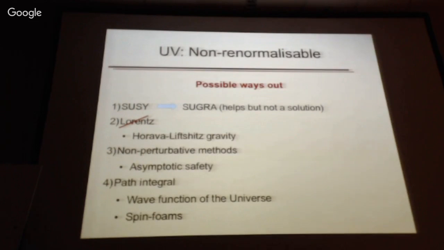The other thing you can do is to give up Lorentz invariance and make space and time act differently. For example, one proposal is the Hořava-Lifshitz theory. Another thing you can do is to study things non-perturbatively. One idea is asymptotic safety by Weinberg. Another idea is to go through the quantization of gravity using path integrals. And we have, for example, the wave function of the universe with the Wheeler-DeWitt equation. Or we have something called spin foams that I don't know anything about, so you might want to ask experts here in Mexico.